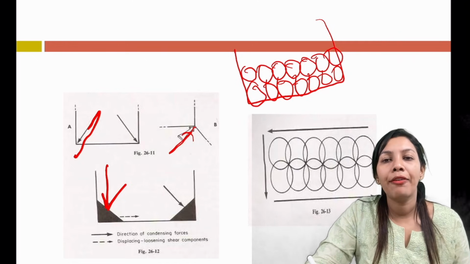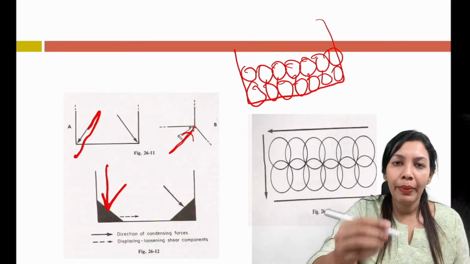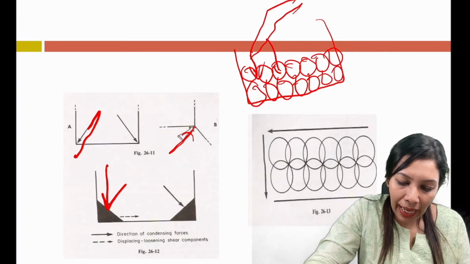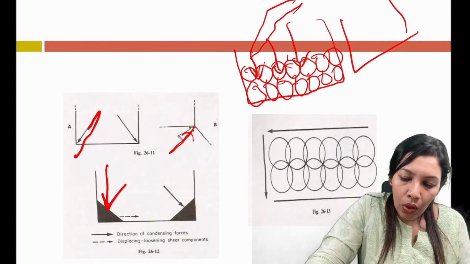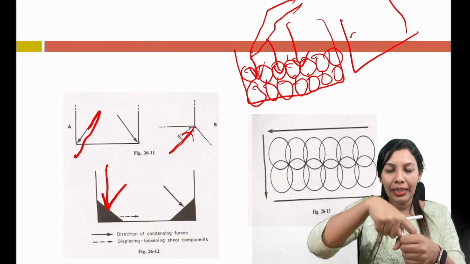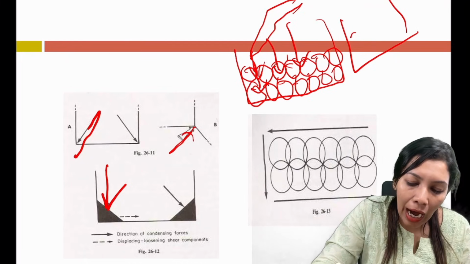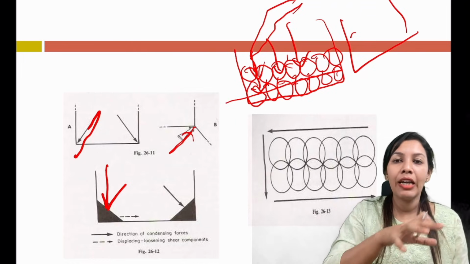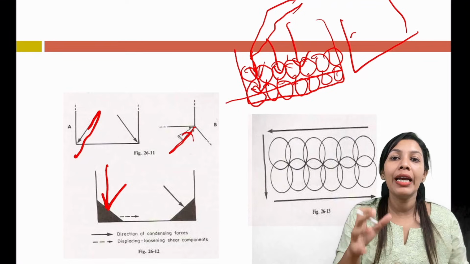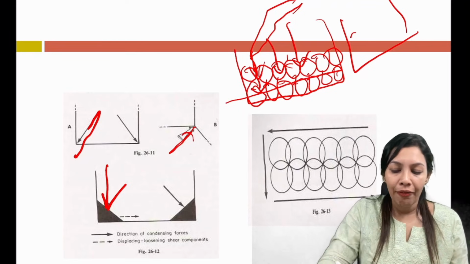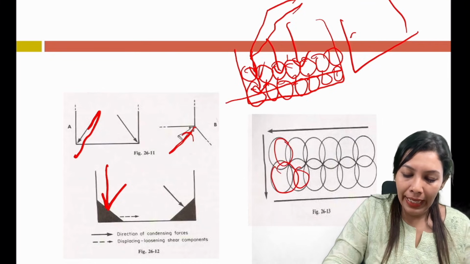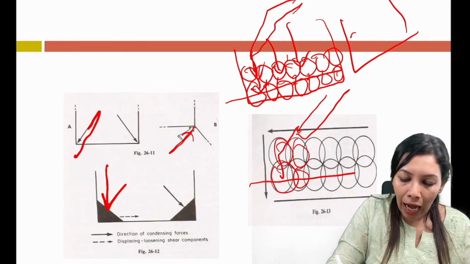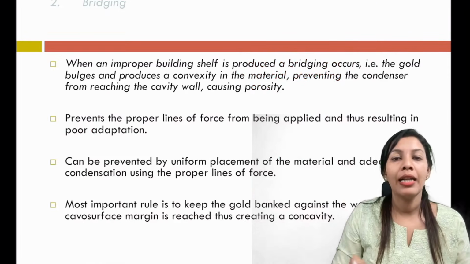there is something we have to do called stepping, where we'll be using a condenser and we'll be using a pressure such that the condenser moves half the distance of the first condensed gold. Then only it will give a void-free condensation. So stepping means we have to apply the first layer, then the second layer. Condensers are used such that it goes half the distance into the first layer. That is called stepping.